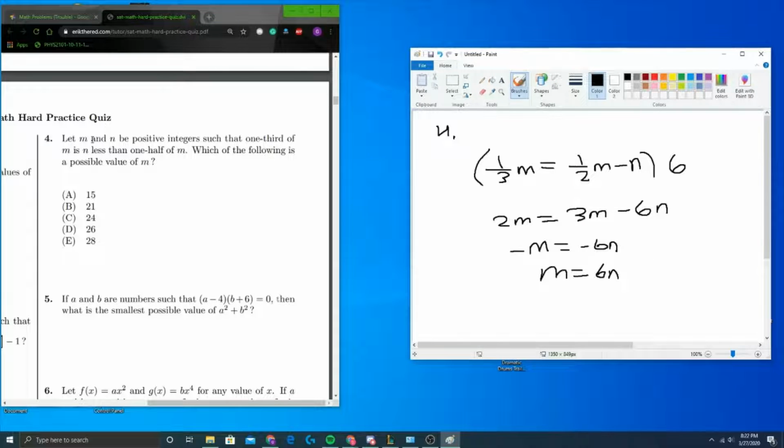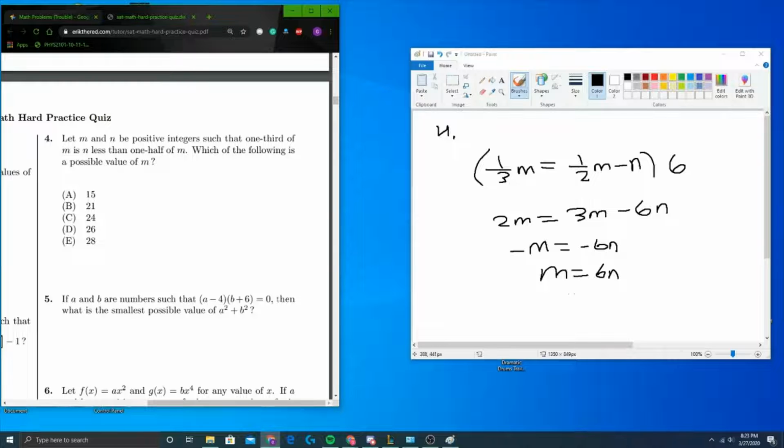Now with the information here, m and n have to be positive integers. So m and n both have to be positive whole values. Now from what I can see here, m has to be a multiple of 6. The reason is that n has to be a whole positive number, and when you multiply whatever number by 6, we know we have to get a multiple of 6. Now, which of these answer choices is a multiple of 6? There is only one, and that is answer choice C.